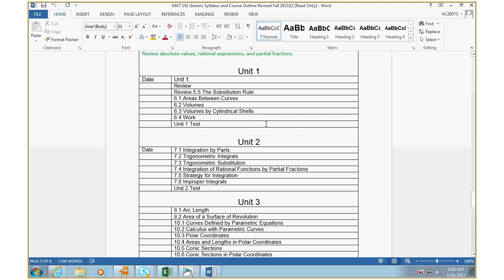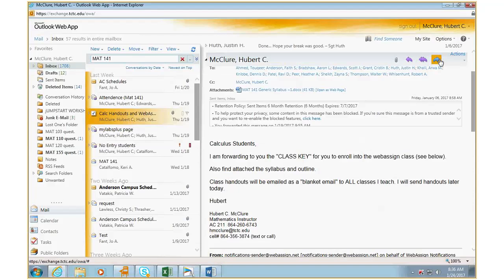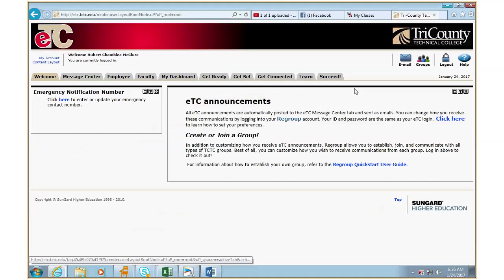Integration by parts is in Unit 2, so I made a mistake. I thought we went into Chapter 7. We don't. We've got to start doing area between curves, volumes by cylindrical shells, and 6.4. So we'll head into Chapter 6 after today. I got 6.1 mixed up with 7.1.